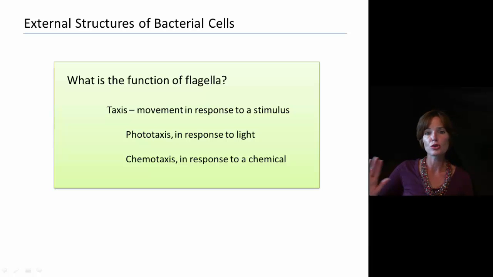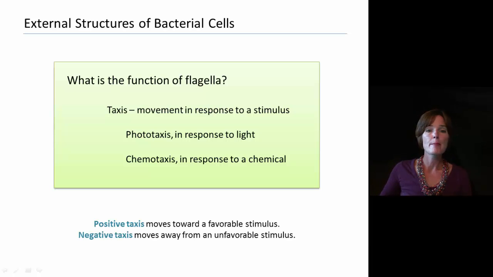And then as far as towards or away, that's where we have positive taxis or negative taxis. So positive is when it's a good stimulus for them and they're moving towards that particular stimulus. So we can have a positive phototaxis, where we move towards the light, or we can have a positive chemotaxis, where we move towards the chemical. Or we can have a negative taxis, which is when they want to move away because it's not something that they want to be near. It's very unfavorable. So if we have a negative phototaxis, we're moving away from the light. If we have a negative chemotaxis, we're moving away from that particular chemical.